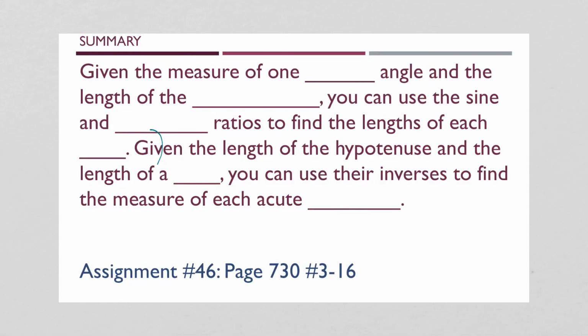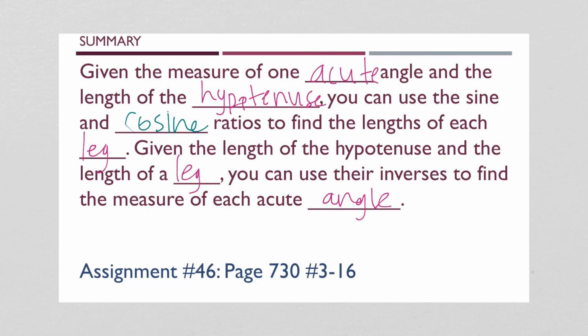All right, summary. Given the measures of an acute angle, so on the right triangle, the angles they gave you have to be acute, and the length of the hypotenuse, you can use the sine and cosine ratios to find the lengths of each leg. Given the length of the hypotenuse and the length of a leg, you can use their inverses to find the measure of each acute angle.